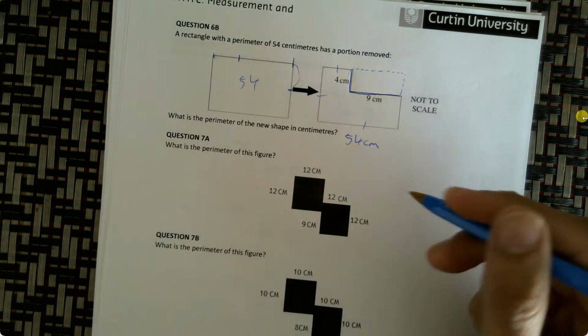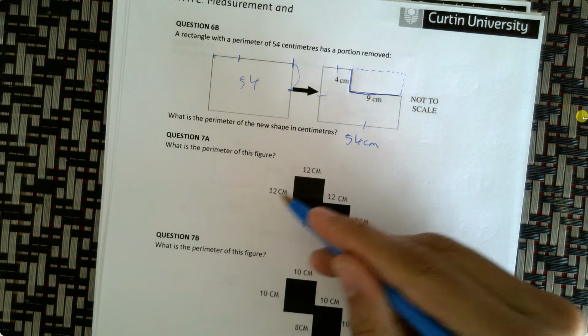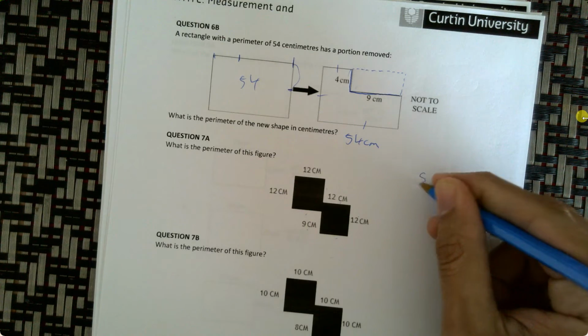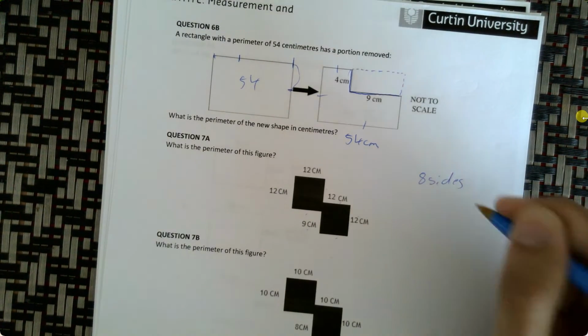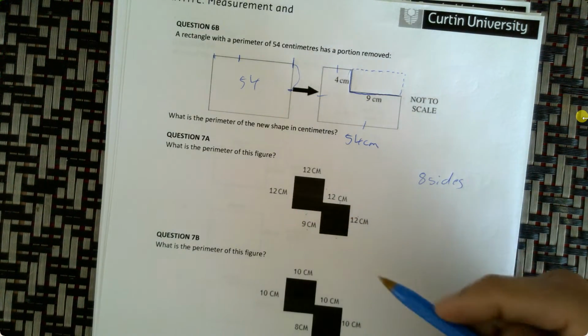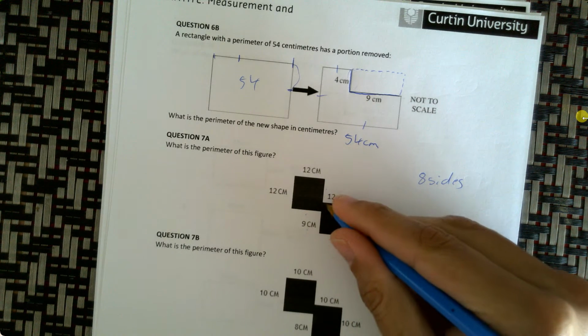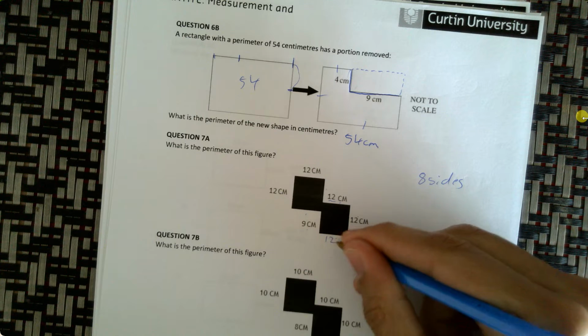This one, what's the perimeter of this figure? Well, first things first, I'll look to see how many sides I've got. 1, 2, 3, 4, 5, 6, 7, 8. There's 8 sides, and I've only got 5 values there, so we're missing a few. So this one down the bottom will be the same as this one there, so that's 12.